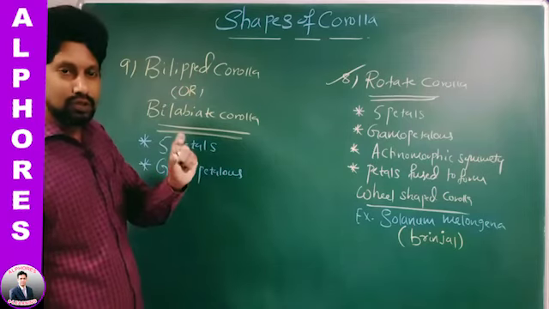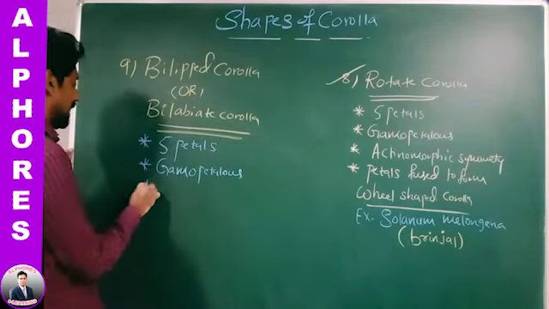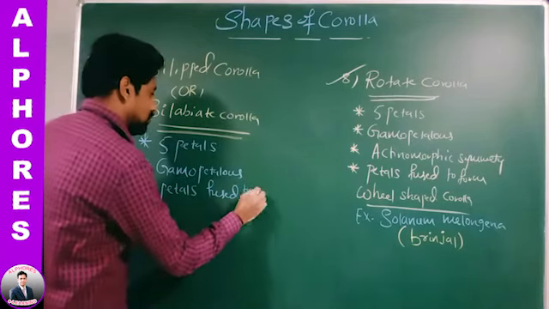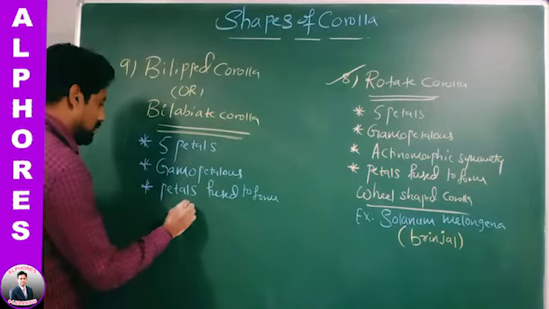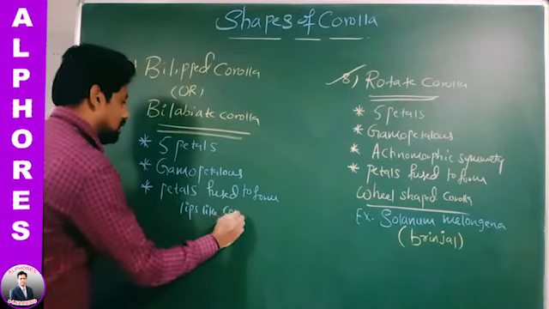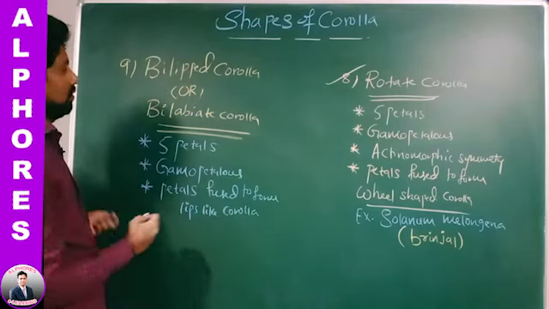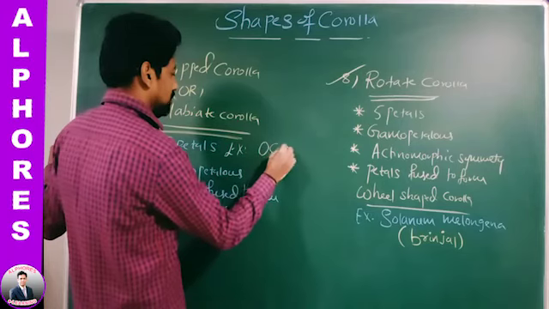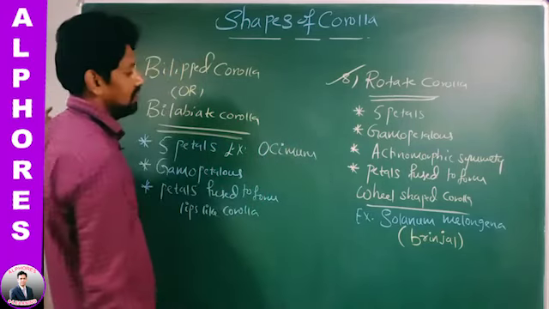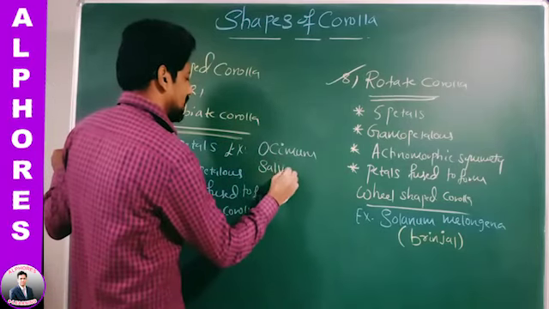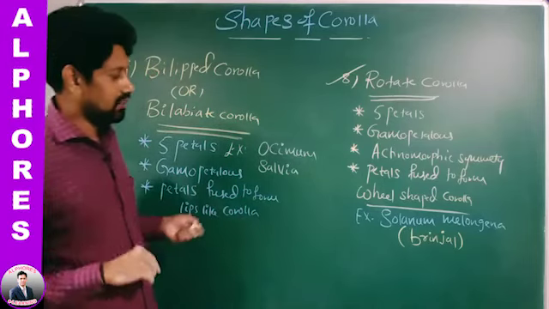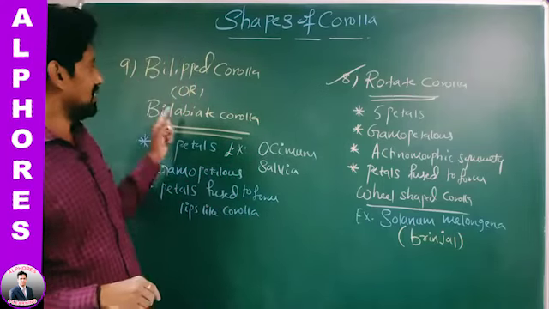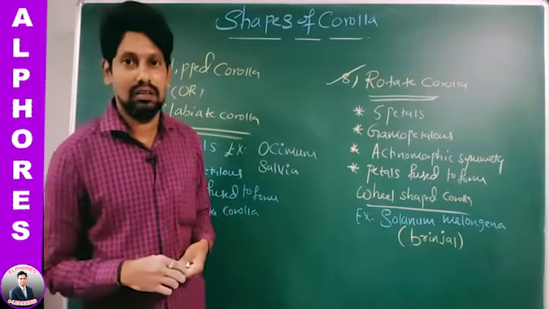It means petals are fused to form a lip-like corolla. What is the example for bilipped corolla or bilabiate corolla? Number one, Ocimum. Ocimum means tulasi. Second one is Salvia. Be careful, this is not Salvinia. It's Salvia. Therefore, Ocimum and Salvia are examples for bilipped corolla or bilabiate corolla.